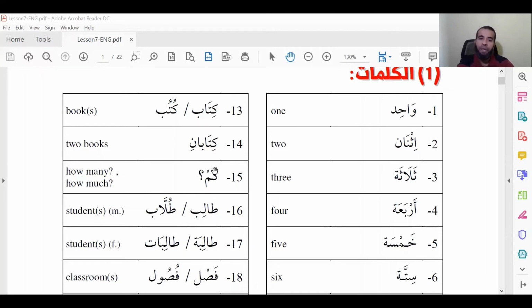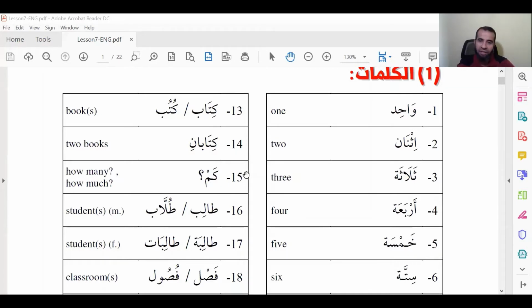كم. In English we say how many books. Books is كتب, so it can be كم كتب. But in Arabic we don't say how many books, we say how many book, singular. كم كتاب. But according to grammar rules, this noun which comes after كم has فتحة, تنوين الفتح. So we say كم كتابا.